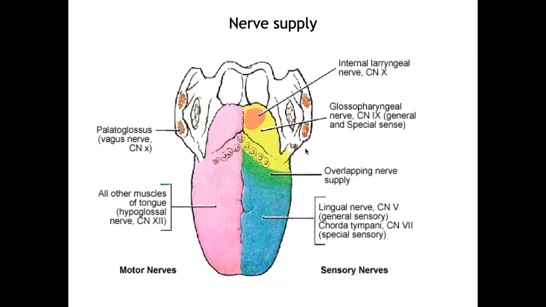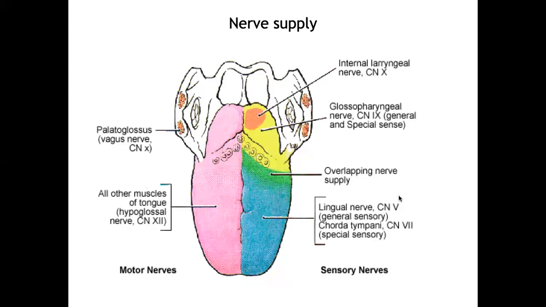Now, what about the sensory innervation? One half of the diagram shows sensory innervation. What we studied just before was the motor innervation, the muscle supply. But what about sensory innervation? The anterior 2/3 of the tongue is supplied by the lingual nerve, which gives general sensations, that is, simple sensations like touch and temperature. All these general senses are taken by which nerve?